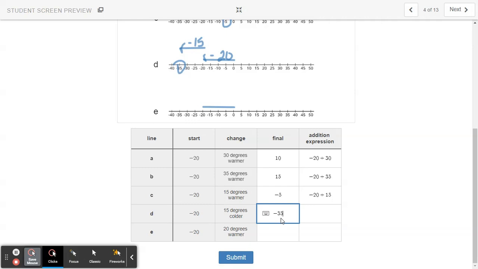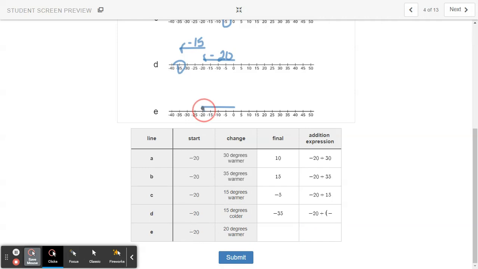So add that in and put our number sentence. It was -20 plus, this time it got colder, so it's -15. So -20 plus -15.